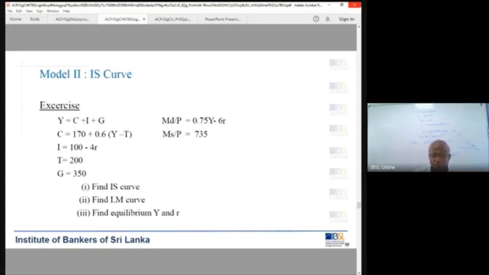Now this is an exercise. The 5 equations on the left help you derive the IS curve. The 2 equations on the right help you derive the LM curve. Then you derive the equations for the IS curve and the LM curve, then solve for the equilibrium level of income and interest rate. This is a homework exercise. Please, I want you to do that.